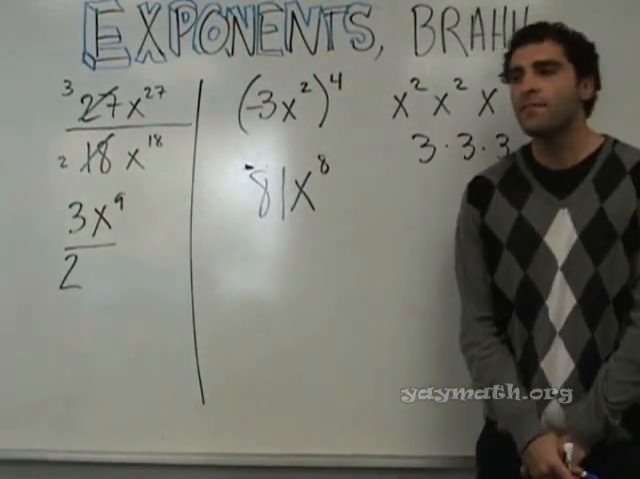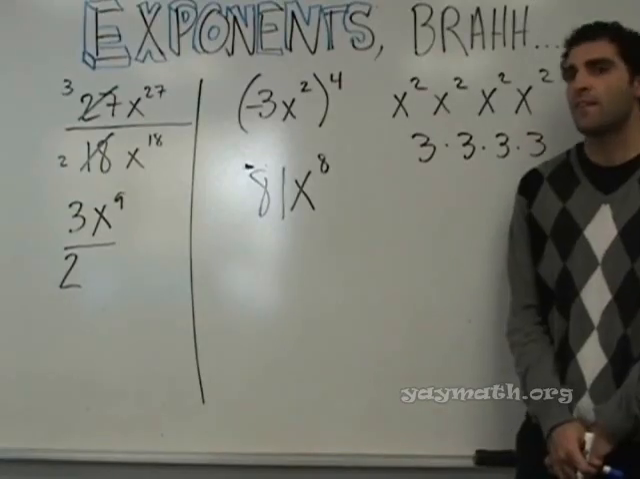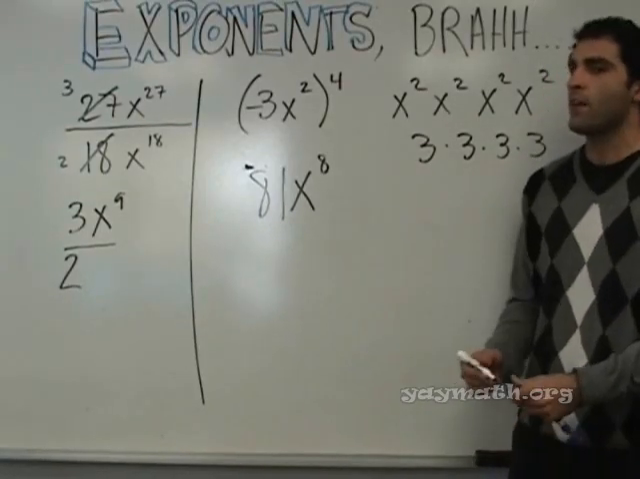Will that change anything? No. Oh, yeah, I know. Negative 3 times negative 3 times negative 3 times negative 3 is positive 81.